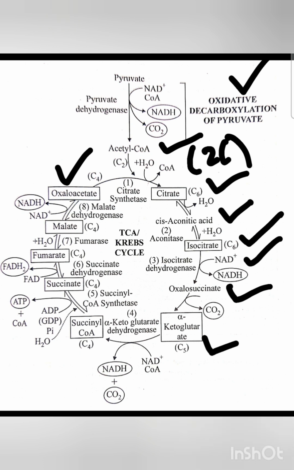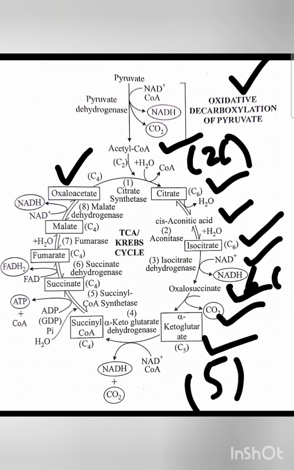Then finally alpha ketoglutarate is formed from oxalosuccinate. Oxalosuccinate is a 6-carbon compound, but alpha ketoglutarate is a 5-carbon compound, so one carbon dioxide is removed. Then from alpha ketoglutarate, succinyl coenzyme A is formed, which is a 4-carbon compound, so here also one carbon dioxide is removed and one NADH is formed. So till now 2 NADH formed, one is here and one is here.